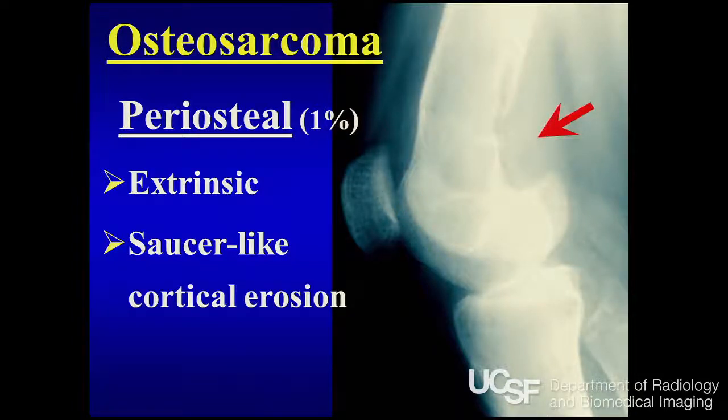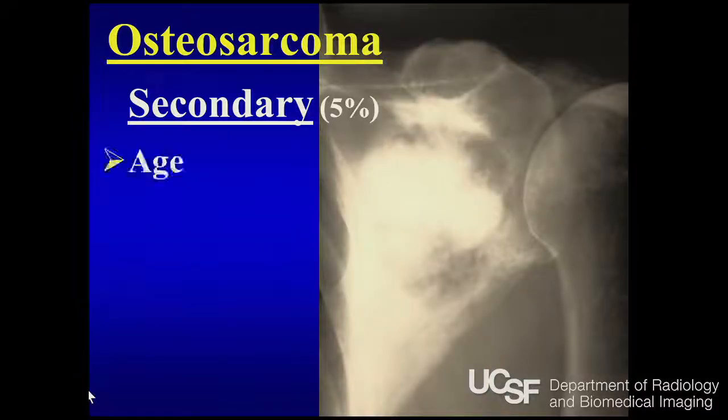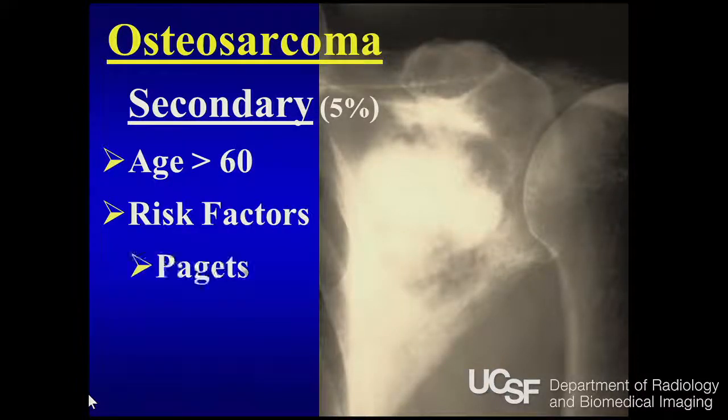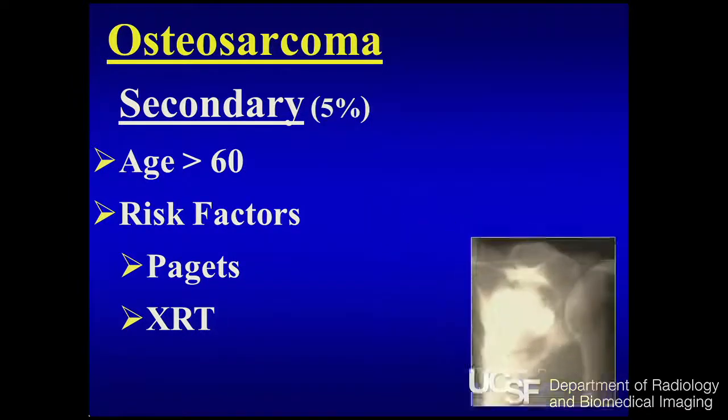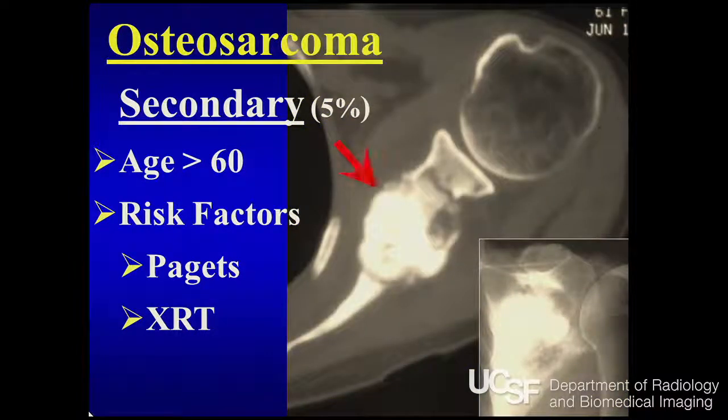And the last type to talk about is the secondary type of osteosarcoma, typically occurring in older adults with a risk factor of either Paget's or prior radiation therapy. This patient had radiation for breast CA and now is presenting with a secondary type of osteosarcoma.